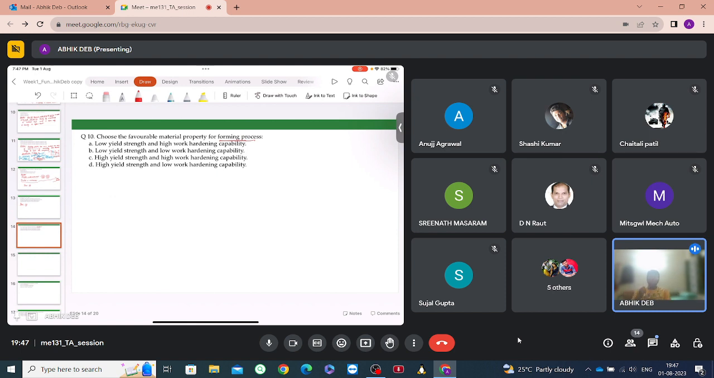So there are two aspects. Two factors that we are considering: one is the yield strength and one is the work hardening capability. So start with yield stress and tell me, will a low yield stress or a high yield stress be beneficial for forming?